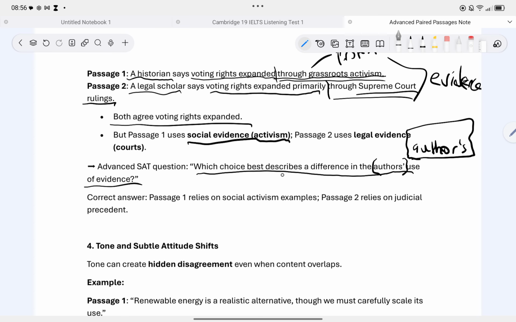So which choice best describes a difference in the author's use of evidence? In this case, there are two authors, hence the apostrophe coming after the S. Now, the correct answer: passage 1 relies on social activism examples. Passage 2 relies on judicial precedent. Judicial precedent just means legal evidence.